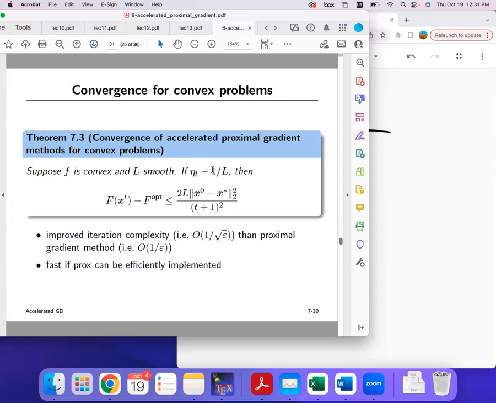Now, suppose we use the standard step size, 1 over L, where L is the smoothness parameter of the function f. Choose this step size, then we will have this convergence rate. The function value gap decays at the rate 1 over t squared. And last time we discussed that this is much faster than the convergence rate of the standard proximal gradient method, which is roughly 1 over t, but here it is 1 over t squared. So it's a huge difference.